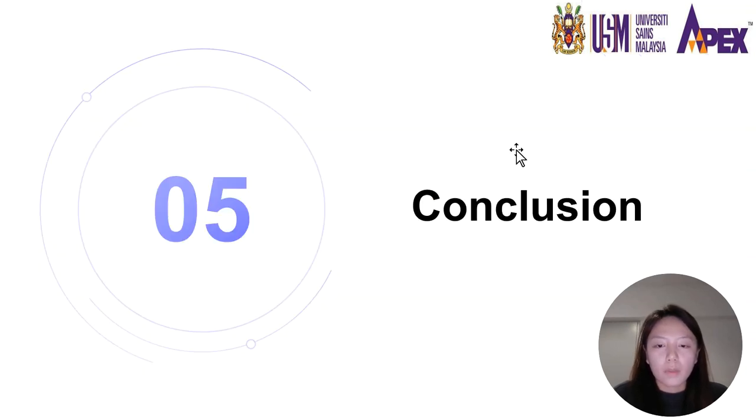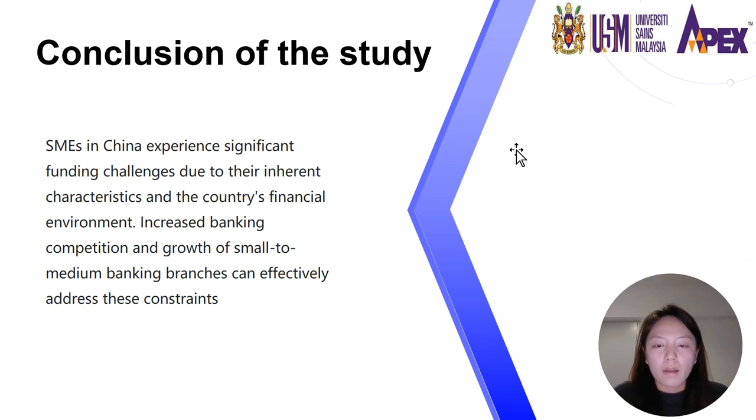Part 5 is the conclusion. Based on the previous research, we can conclude that SMEs in China experience significant funding challenges due to their inherent characteristics and the country's financial environment. Increased banking competition and growth of small to medium bank branches can effectively address these constraints.